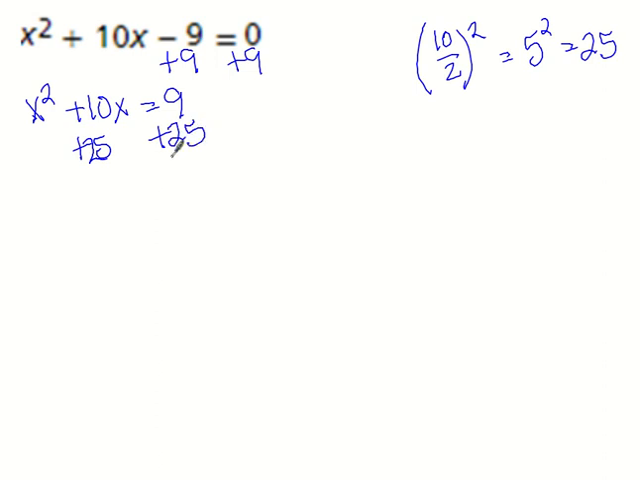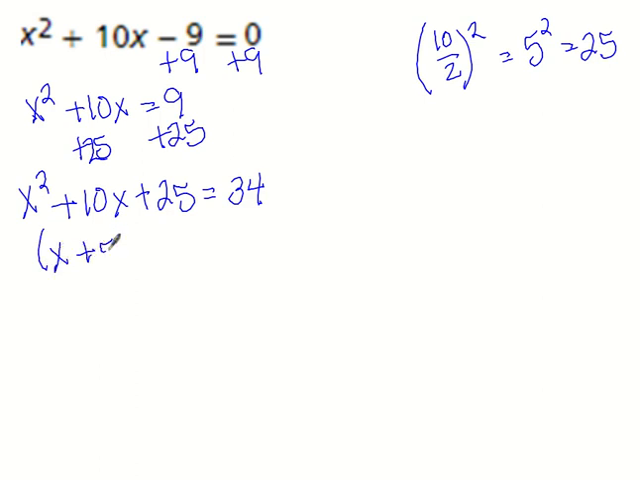to both sides. So we get x squared plus 10x plus 25. Oh, I forgot my 25. Hold on. Plus 25. There we go. Equals 34. This is where I then factor to x plus 5 squared equals 34.